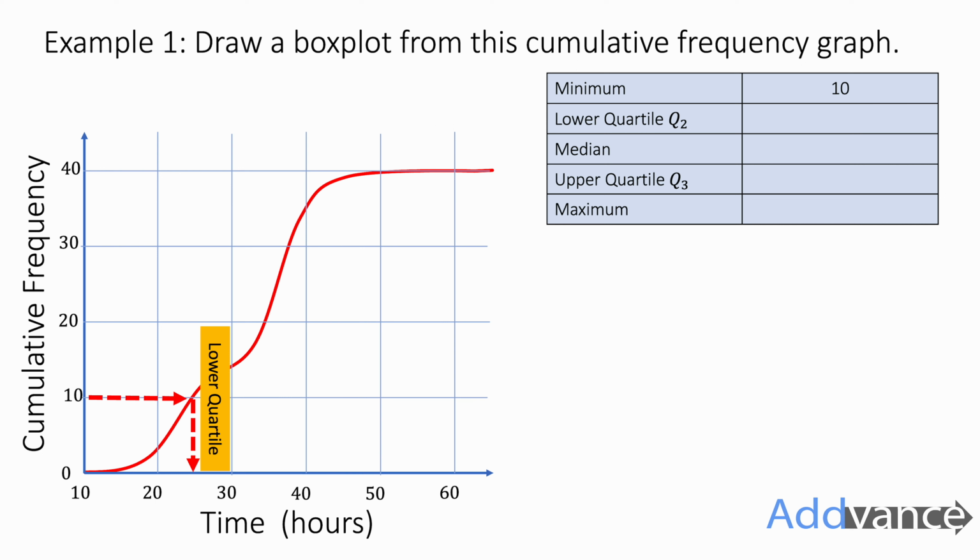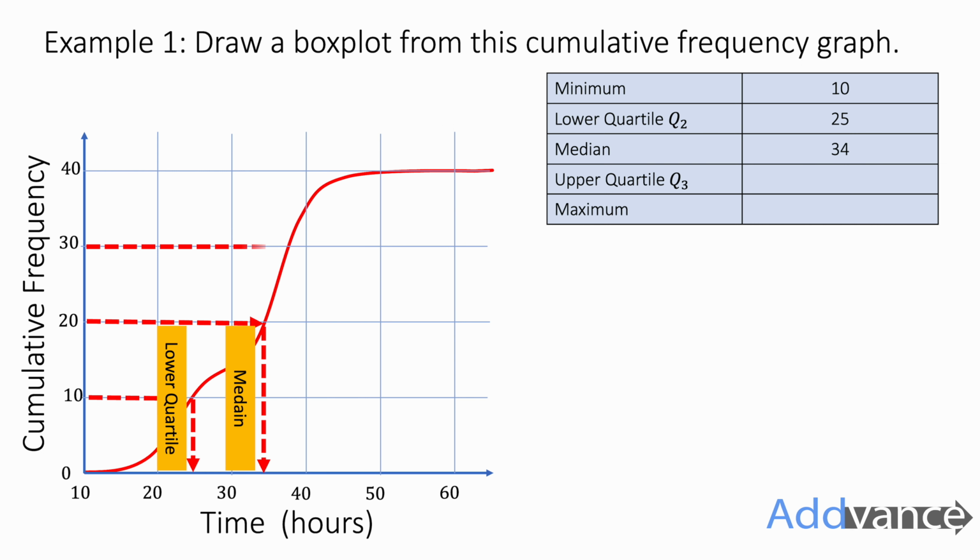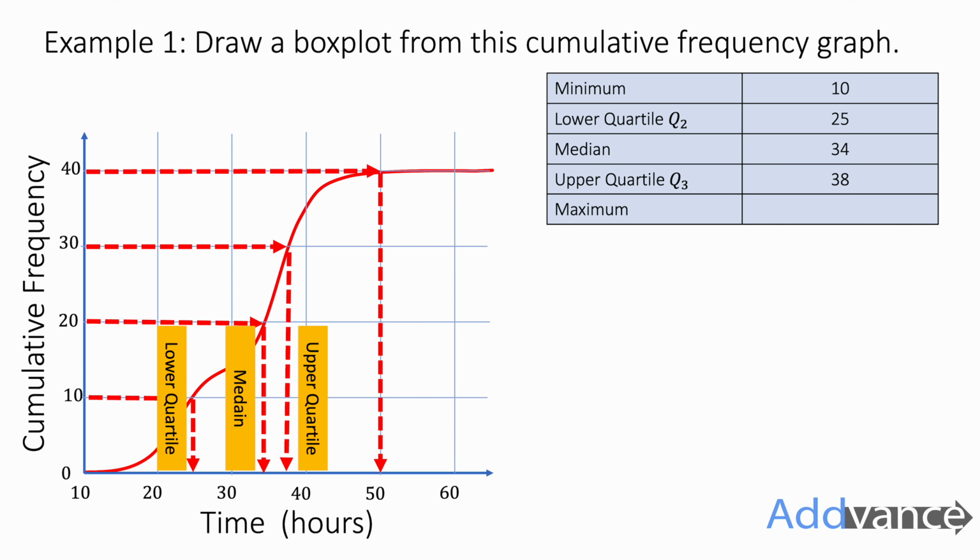And the quarter of 40 is 10. So we go across from 10 and down, and we get that the lower quartile is 25. The median, half of 40, is 20. We go across from 20, and then we go down, and we read off the value of the time, which is about 34. We go across from 30, that's 3 quarters of 40, and we go down, and we get the upper quartile is 38. And then the maximum is the 40th value, which is 50.